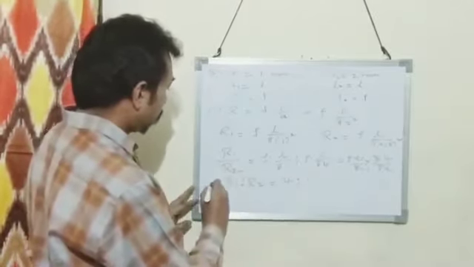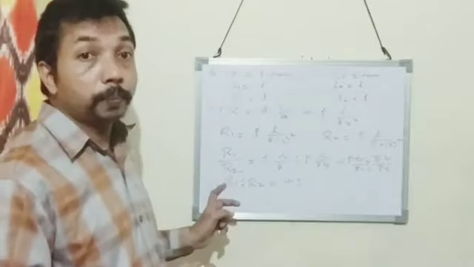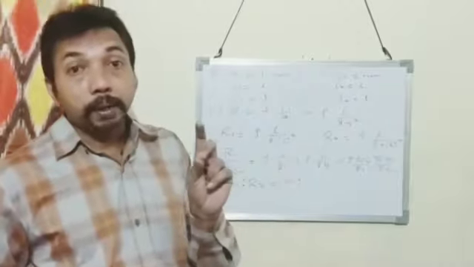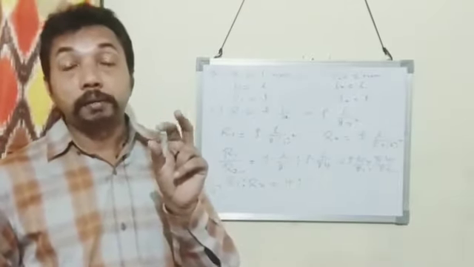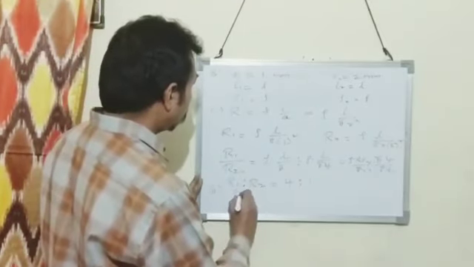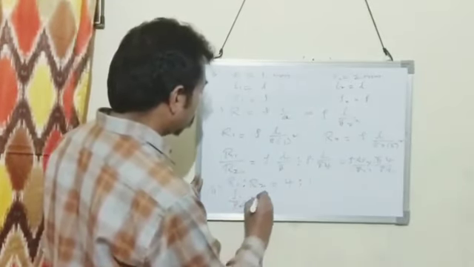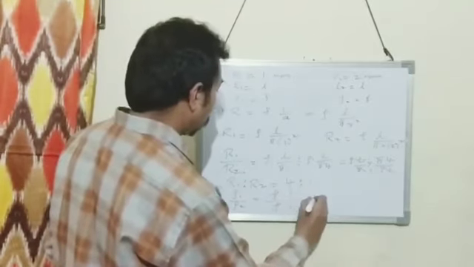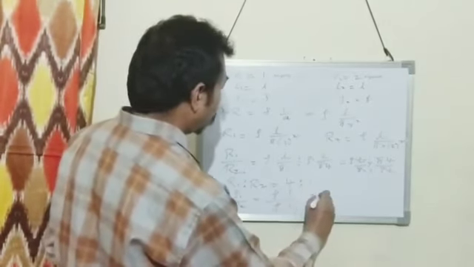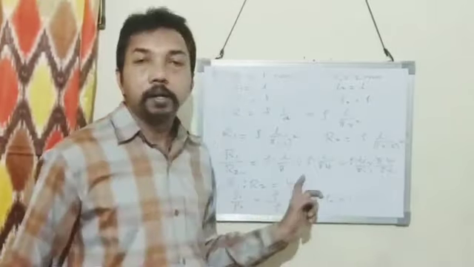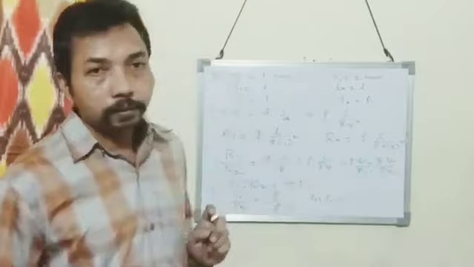Now the second part: compare their specific resistance. Specific resistance is the same. They are made up of the same material, so both have the same specific resistance. So rho1 ratio rho2, the same material, is equal to rho by rho, which is equal to 1 by 1. So the specific resistance ratio is 1 ratio 1. So this is the answer.